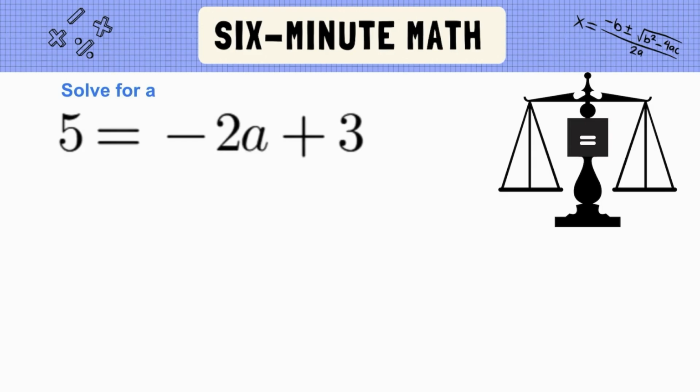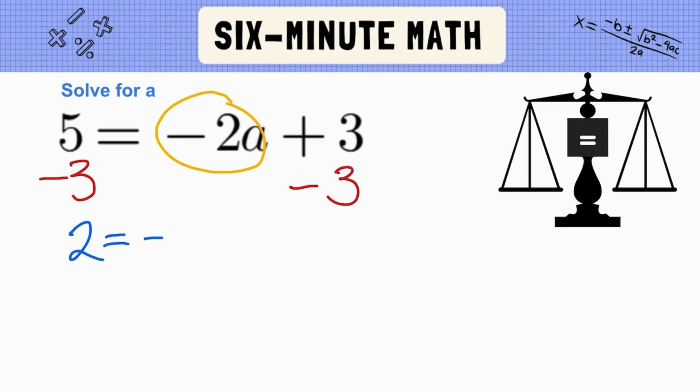Let's solve for a. In 5 equals negative 2a plus 3. Let's get that term with the variable by itself by subtracting 3 from both sides. 5 minus 3 is 2, and that is going to equal negative 2a because my positive 3, negative 3 cancels each other out. At this point, I want my variable by itself, so I'm going to divide by that whole coefficient, which in this case is negative 2.